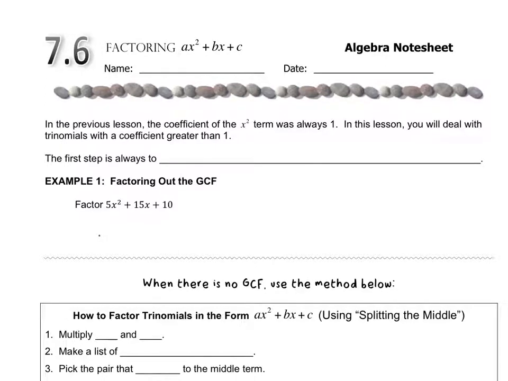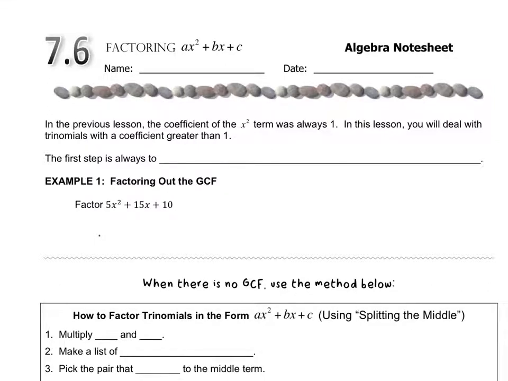Today we're going to talk about factoring, just like we did in the last section, except this time our ax squared plus bx plus c is the type that we're looking at. In the last lesson, the coefficient of the x squared term was a 1, so that would be the a value. In this lesson, we're going to deal with trinomials with a coefficient that is greater than 1.